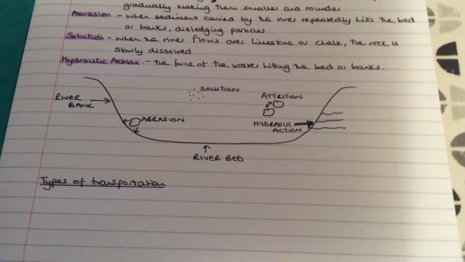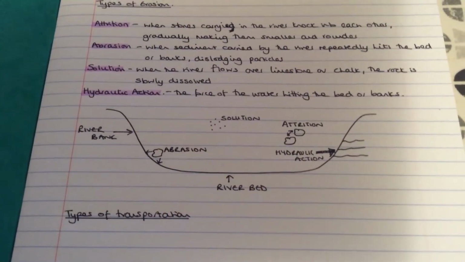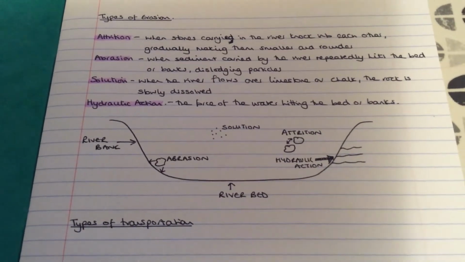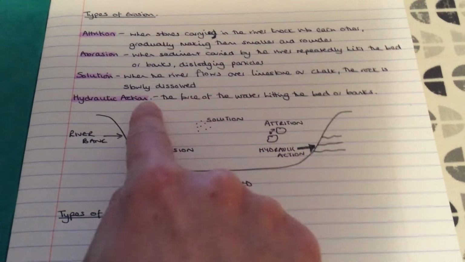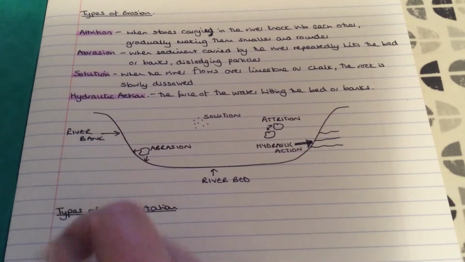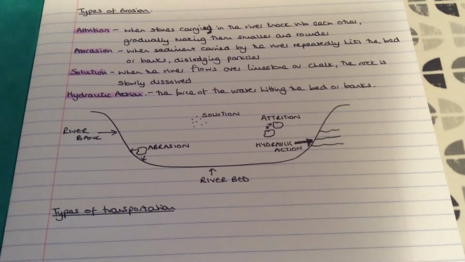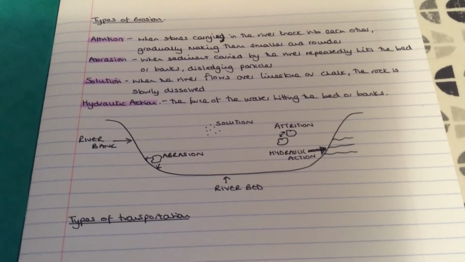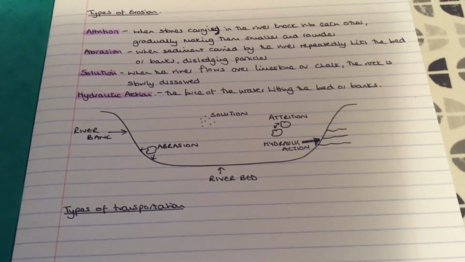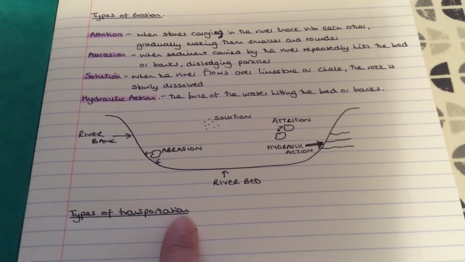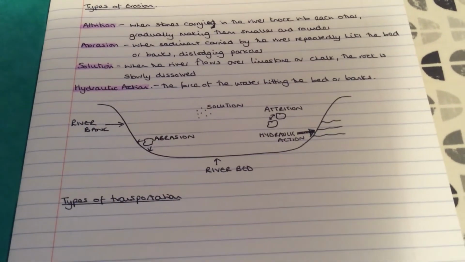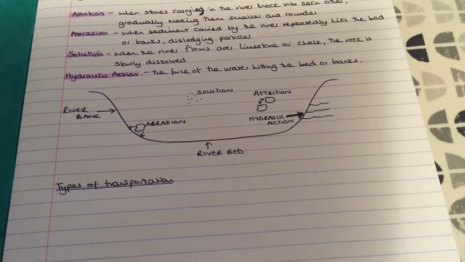So moving on now to look at types of transportation. What that essentially is, where the river has done all of this erosion, it's worn this material away, that material that in geography we would call the load, that stuff that's being carried by the river, gets carried down the river, from the source towards the mouth, and we call that transportation. So we're going to look at the 4 types of transportation now by which a river transports its load.